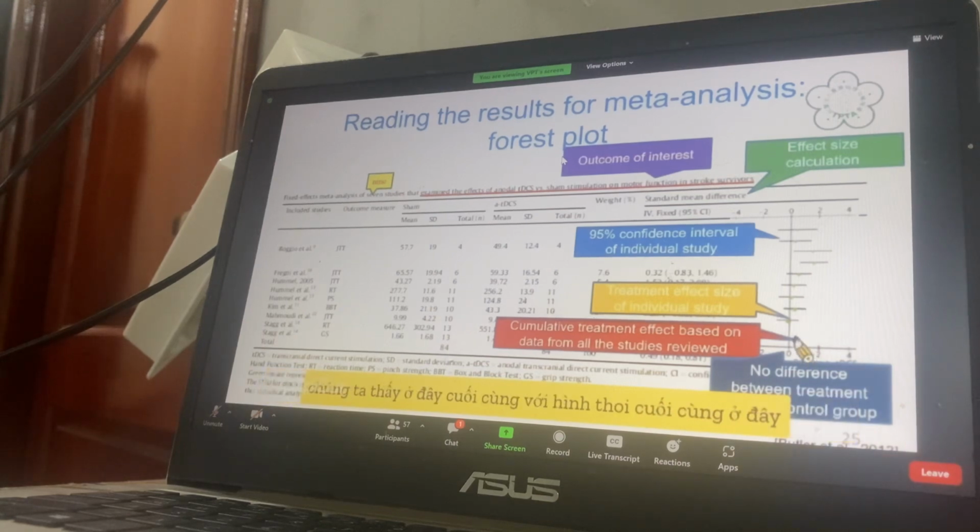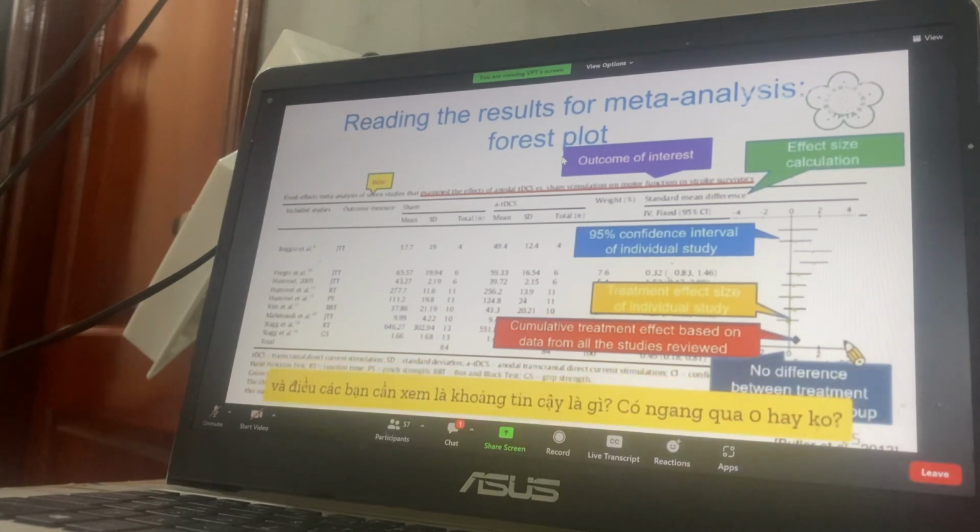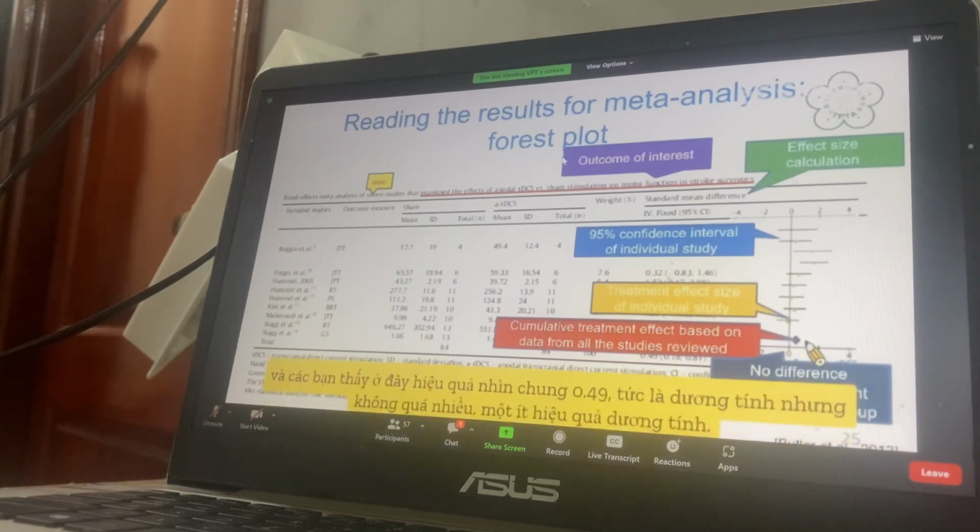So what we can see here is the final figure, the final diamond over here. It is actually the result of this total score. It's a cumulative treatment effect based on the data from all the studies being reviewed. And what we can see here, this diamond is positive, it's larger than 0, suggesting that it's favoring the treatment. And what we need to do is to look whether the confidence interval crosses 0 or not.